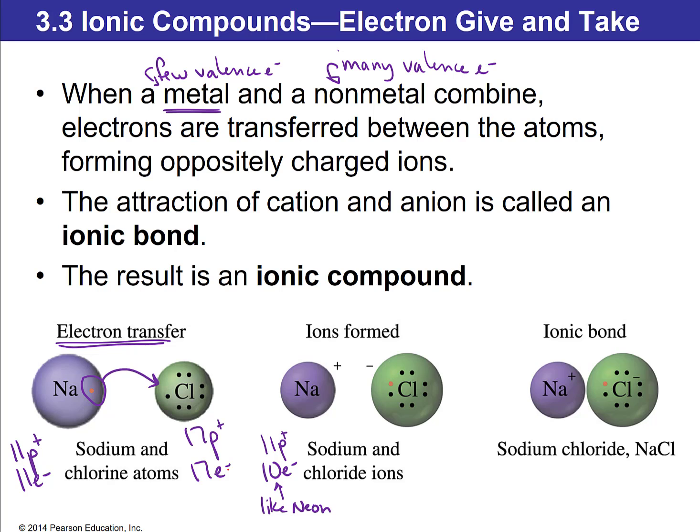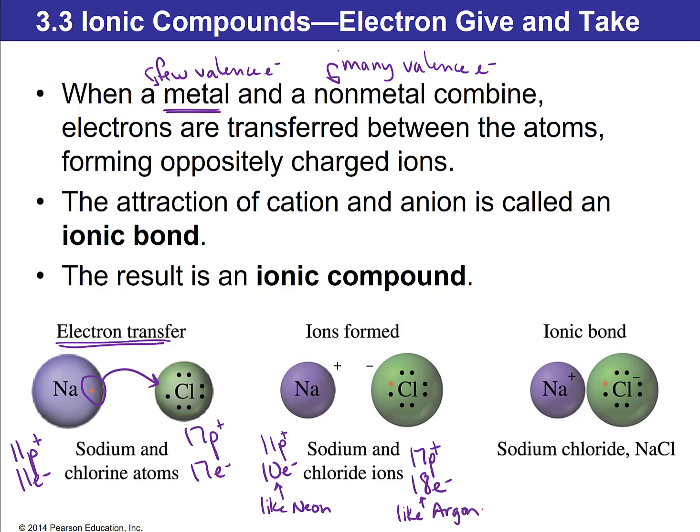So what about the chlorine? Chlorine started with 17 and 17. It's still going to have 17 protons, but now it has 18 electrons. What element is atomic number 18? Argon. So now it's like argon, all the way over on the far right side. So now these two atoms behave like noble gases, and they're extremely stable.